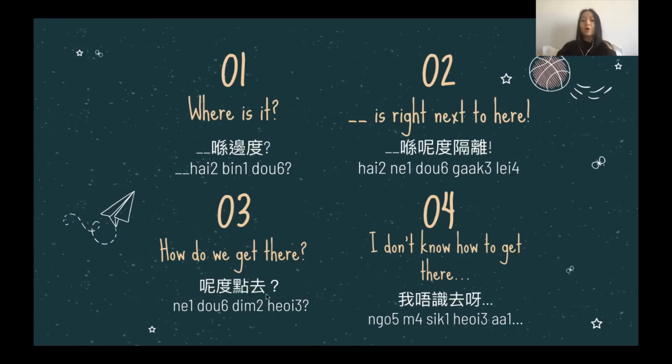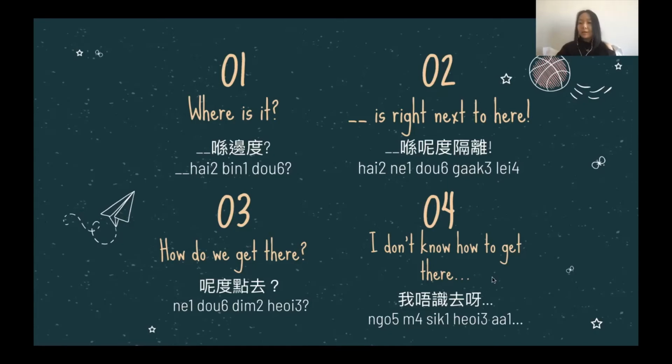And you can see the word 點 all the time in Cantonese. You can also hear people say 點解啊, 點去啊, 點做啊. That basically is an indication of the how in English. So how do we do this? Why is this? So it's like a question type of indication. So 呢度點去, 嗰度點去.